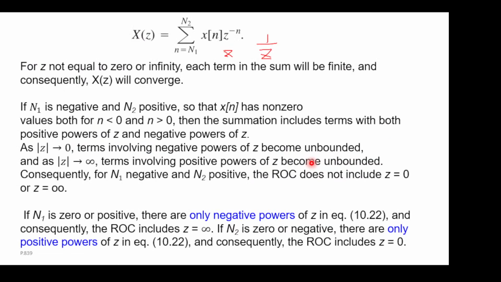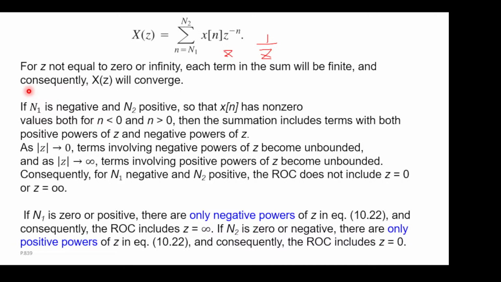Okay, so this is interesting. And so now you see that this obviously converges if your z is a finite value, right? Because you are just summing over a finite number of terms with some finite value. So it is summing N2 minus N1 plus 1 terms, and all of them have some finite value. So obviously for any finite z, this will converge.